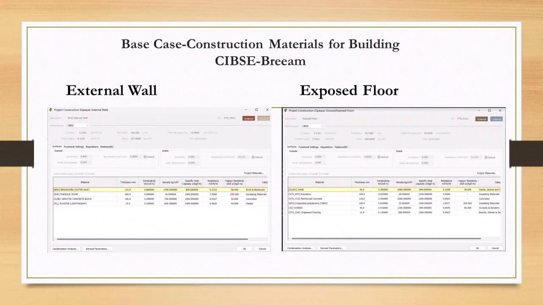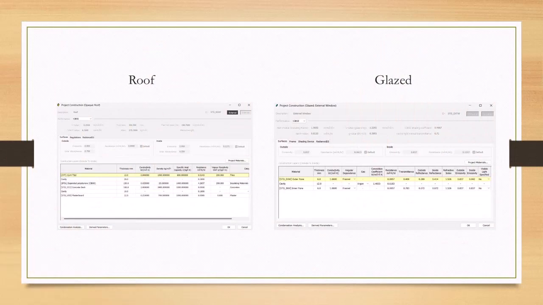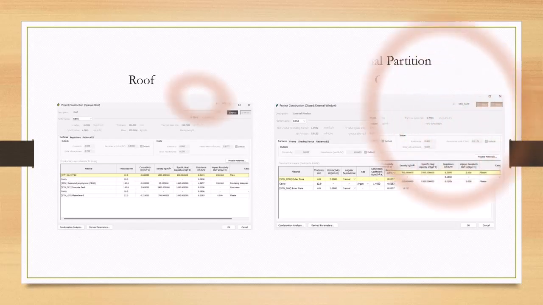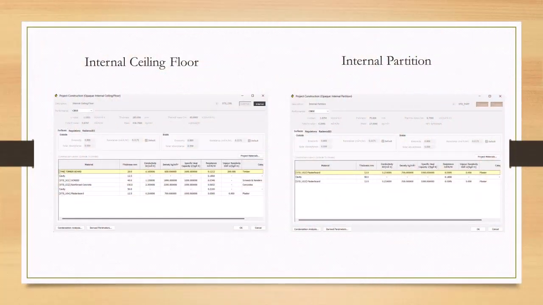For the base case construction materials for the building, we follow PREAM, CIBSE. This is the information about the external wall and exposed floor, which follow the PREAM regulation. This is a schedule for the interior ceiling, floor, and interior partition construction, which follow PREAM.